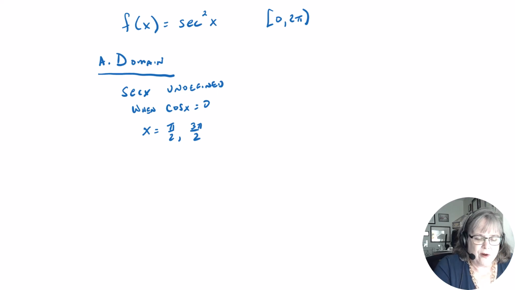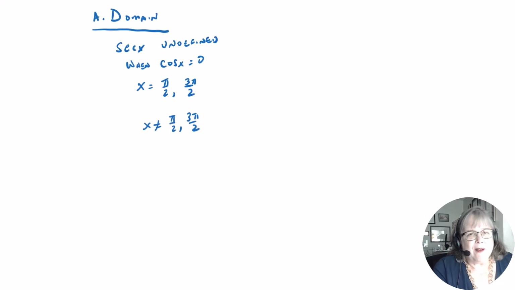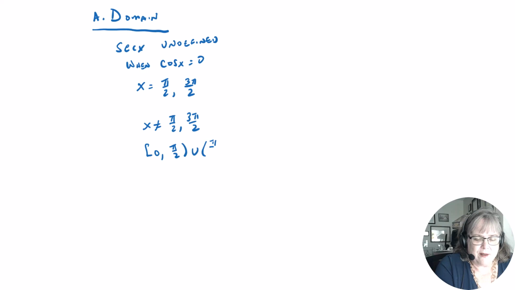So for secant, x can't be pi over 2 or 3 pi over 2. So its domain is actually -infinity to infinity, except that at every pi over 2 interval, it has a problem, has an asymptote. But we're just talking about 0 to 2 pi, so we're going to start at 0, go up to pi over 2, then on the other side of pi over 2, and then from 3 pi over 2 to 2 pi.